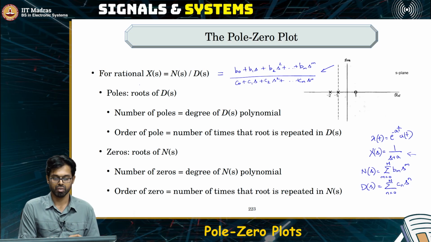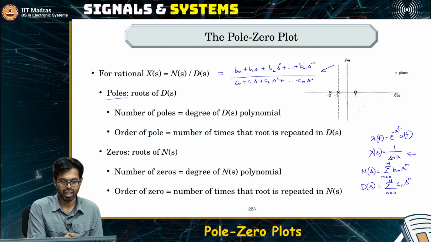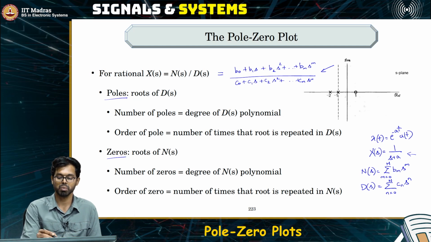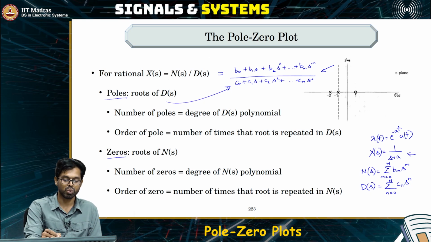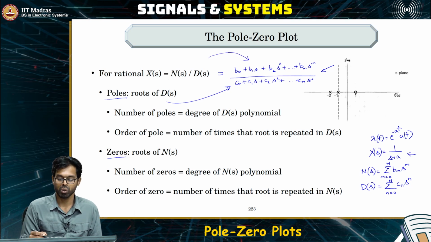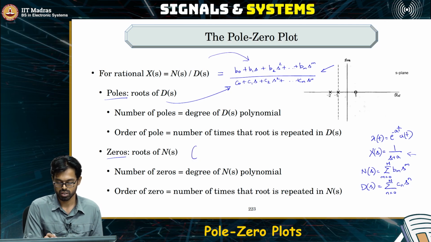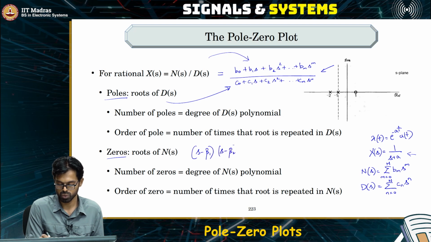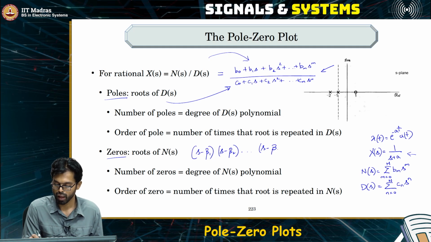So if the Laplace transform is rational, then we can define something called poles and zeros of this Laplace transform. So what are poles? Poles are nothing but the roots of the denominator polynomial, and zeros are nothing but the roots of the numerator polynomial. Why are they called poles and zeros? Let us say the numerator has some roots. We can factorize this polynomial into, let us say, (s minus beta 1) into (s minus beta 2) up until (s minus beta M).